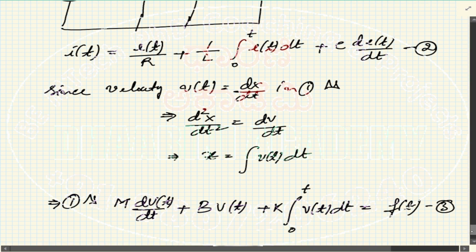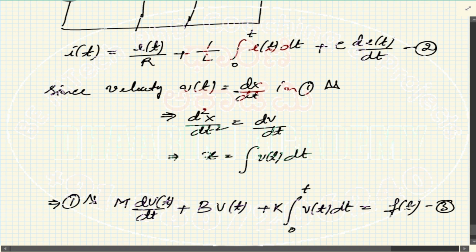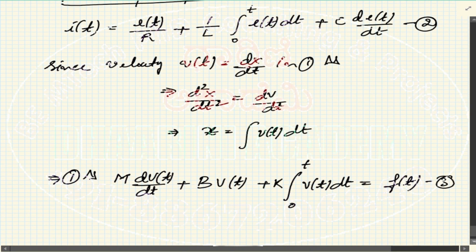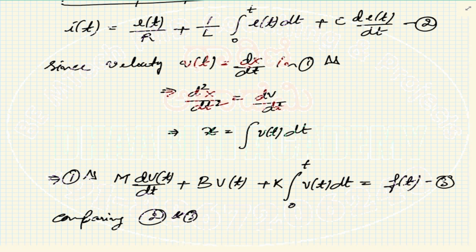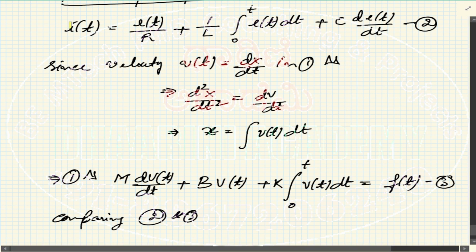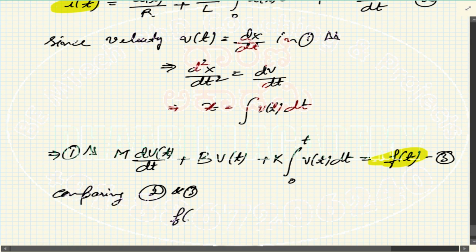Equation 3. Now 3 and 2 are of the same order. You can see that we converted the second order differential equation into a first order equation, so both are first order. Now the terms can be compared. So comparing equation number 2 and equation 3, we identify various components which are equal. What we come to know is that this current I is equal to this F. So I'll write the first terms which are equivalent.